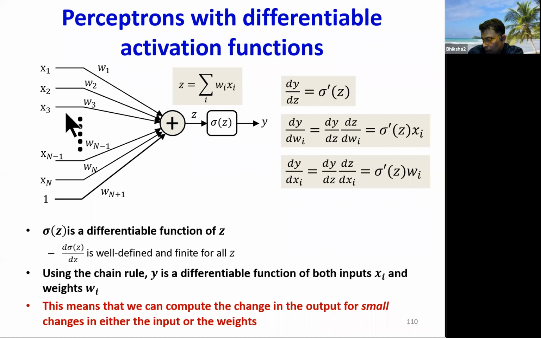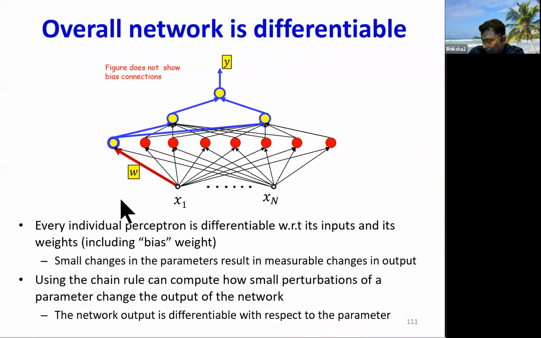And so using the chain rule, y is now differentiable with respect to the weights and the inputs. So what this means is that you can compute the change in the output for small changes in either the weights or the input. And this is what we're going to use. Now, as a result, each perceptron in the network is differentiable with respect to each of its weights and biases and its inputs. And when a perceptron is differentiable, it means that you can explicitly compute how the output changes for small perturbations of its input and of its weights.